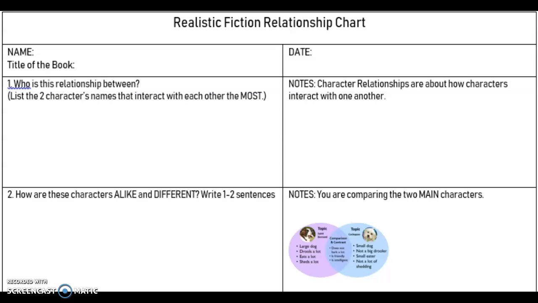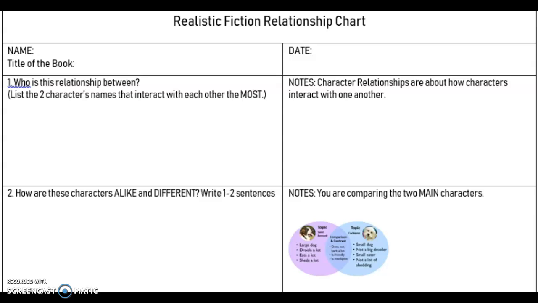So in order to analyze the relationship that Allie has with another character, you guys are going to be using this particular graphic organizer. It's a realistic fiction relationship chart. And you're going to list the characters' names here. Who's the relationship between? It will be Allie and the other character that you choose from the book. How are the characters alike and different? You're going to write 1 or 2 sentences, and you're going to just compare them, okay?